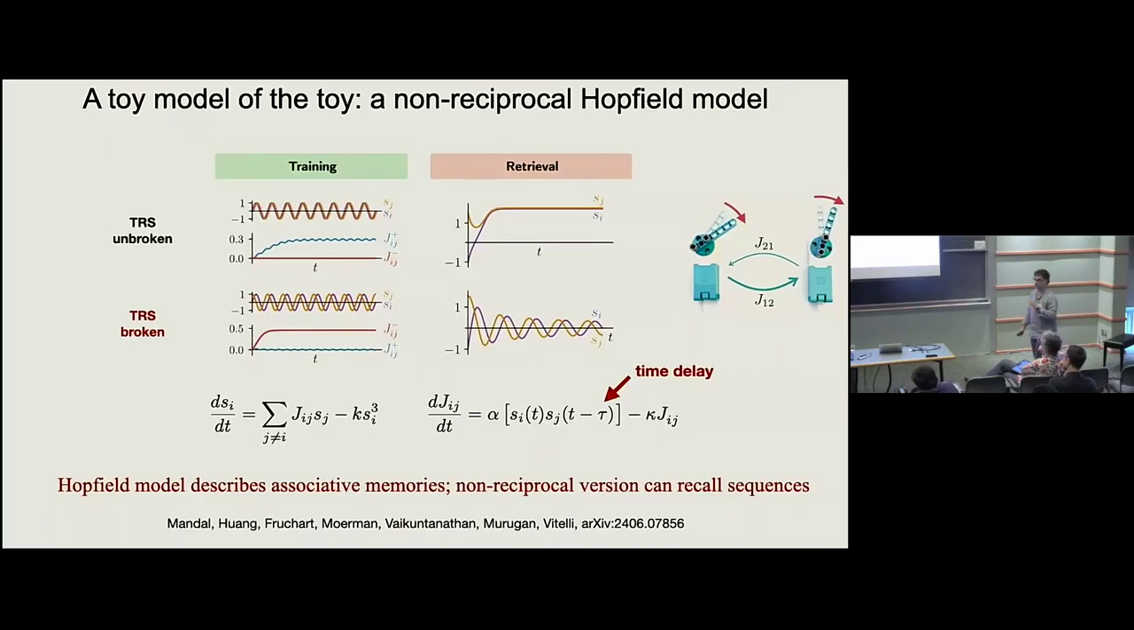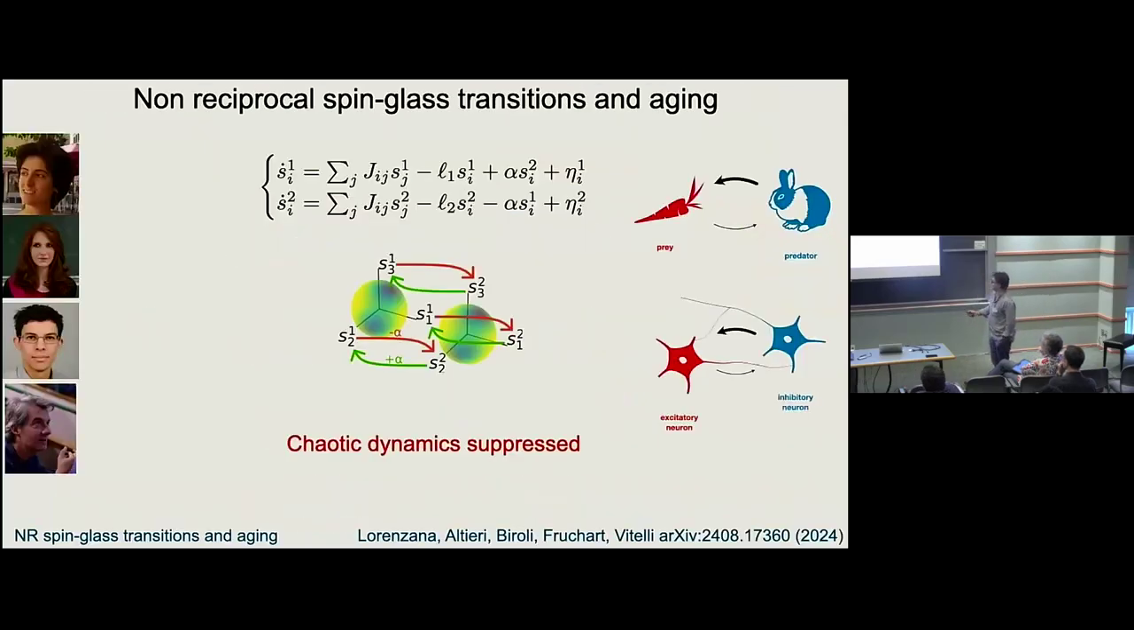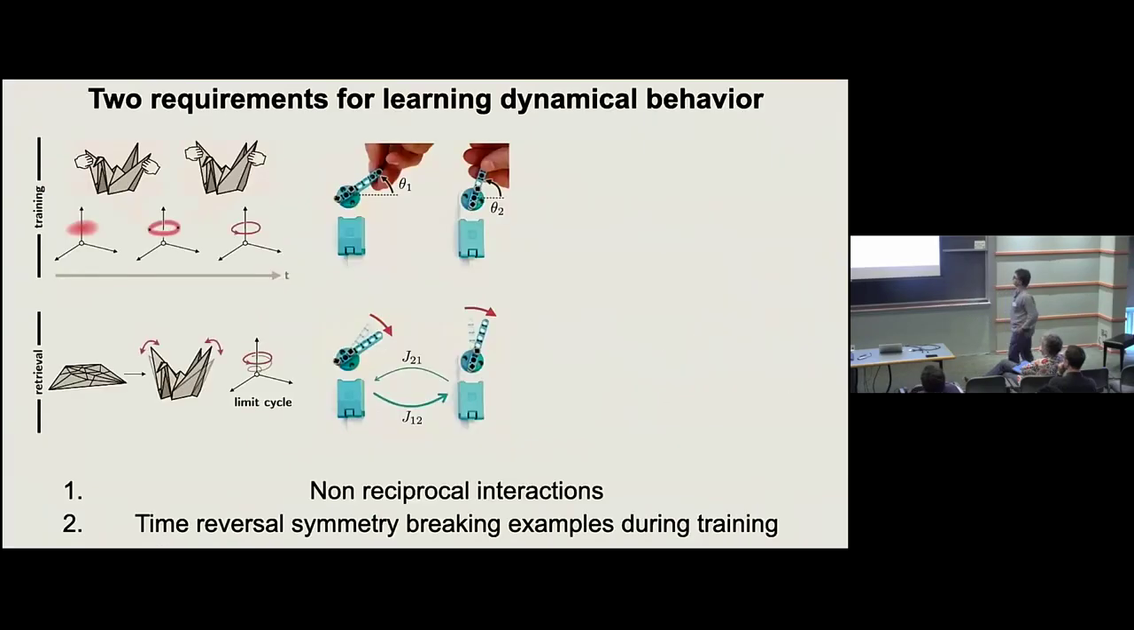Typically, in the Hopfield model, this J_ij is a random object, right? And so I want to just flash a slide of advertisement that there is work done by Giulia Lorenzana, Ada Altieri, Michel Fouchard, Giulio Biroli, and myself on spin glasses with similar characteristics. This is just an intermezzo. Let me get back to the main line of the story in the simplest possible context.